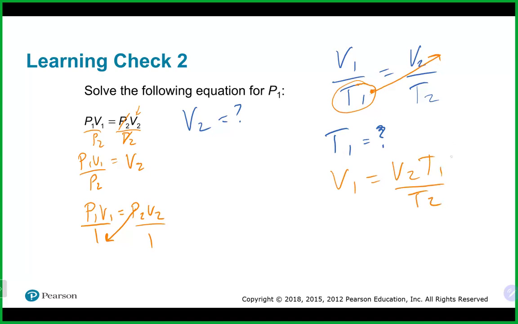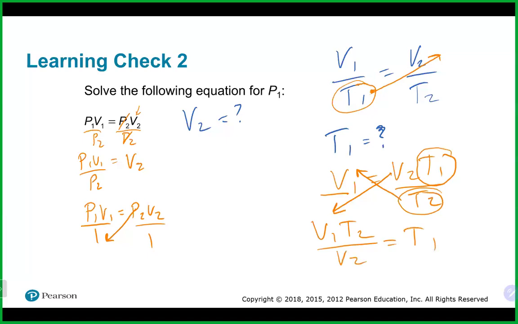I now need to leave this guy there and move everybody else to the other side, right? So quickly doing that, V2 is on top, which means it should end up on the bottom. T2 is on the bottom, it should end up on top. And basically we'll end up with V1 T2 over V2 is equal to T1. So again, just moving everybody to opposite locations.